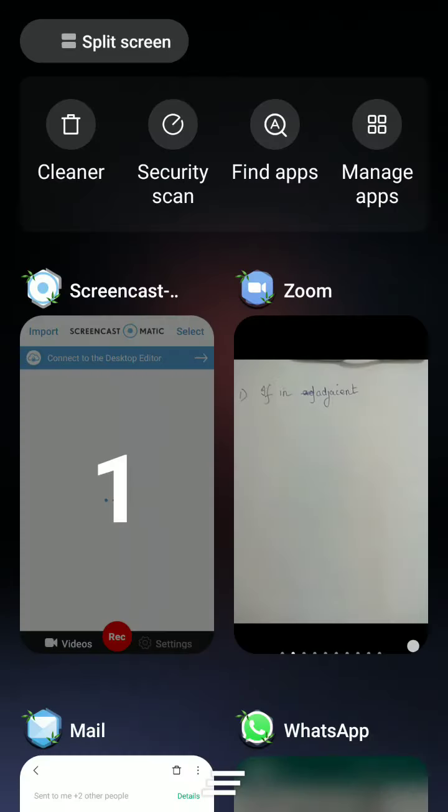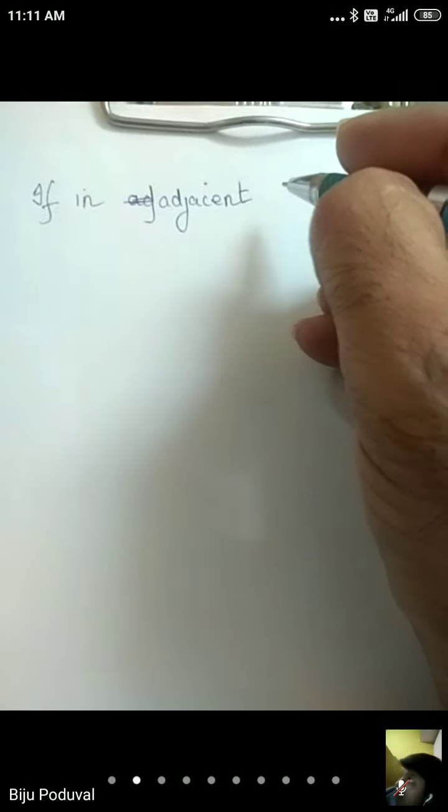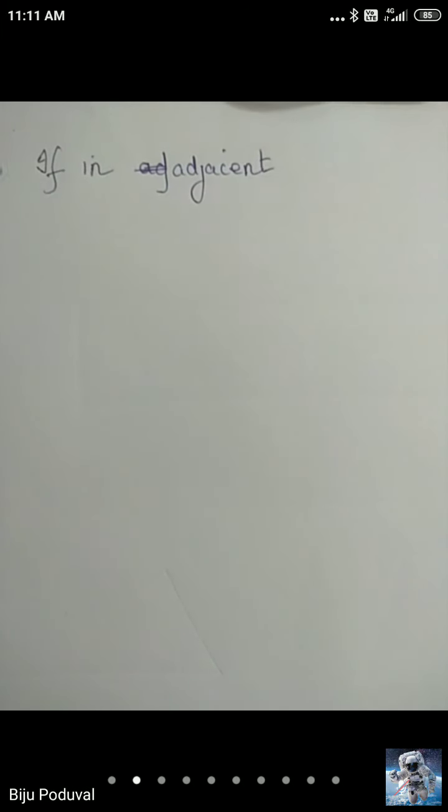In the adjacent, can you see my screen? Yeah. Yeah.